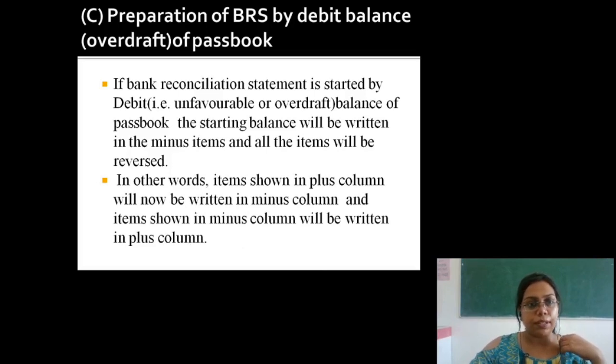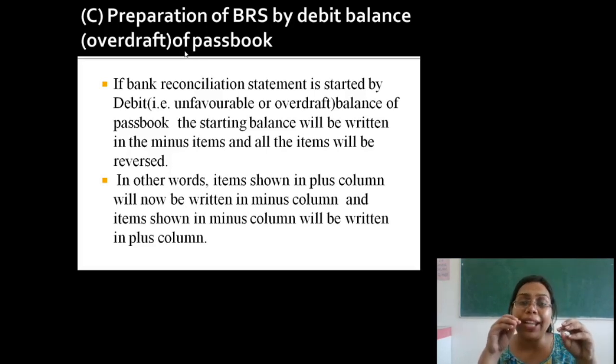So now we will start with our third method of preparing a BRS, that is preparation of BRS by debit balance or overdraft of passbook. Debit balance of passbook is the overdraft situation for the firm. So if a BRS is started with debit balance, that is unfavorable balance or overdraft balance of passbook, the starting balance will be written in the minus item and all the items will be reversed.